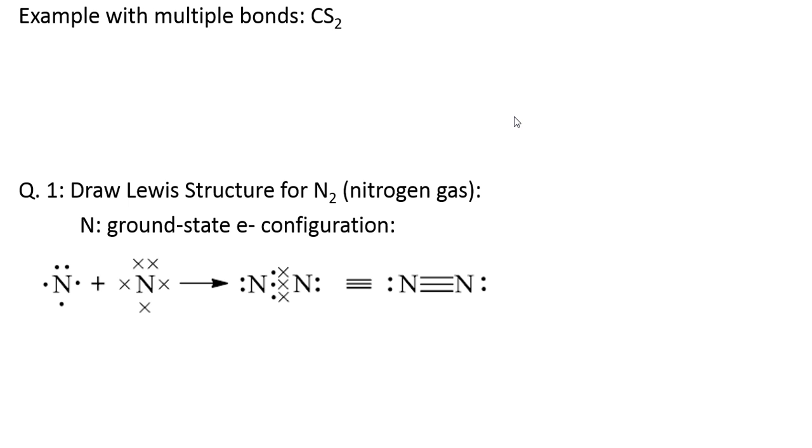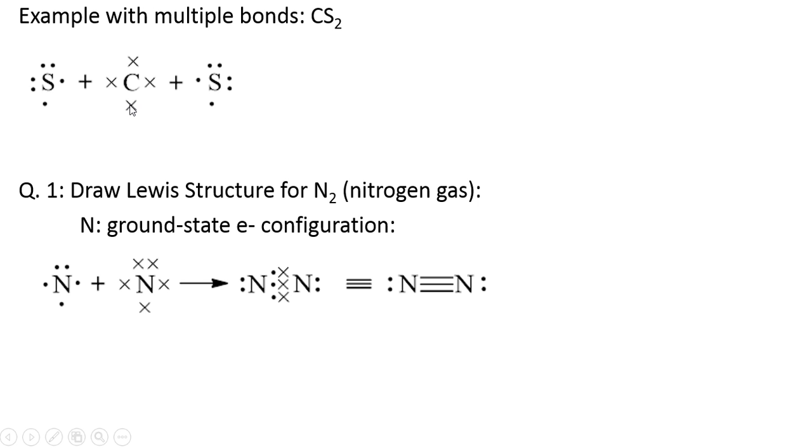In a more complicated example, we can look at CS2 or carbon disulfide. We can use the Lewis dot diagrams to draw a structure with multiple bonds present. In the example of carbon disulfide, we see that the carbon atom has got 4 valence electrons, and each sulfur atom has got 6 valence electrons around it.